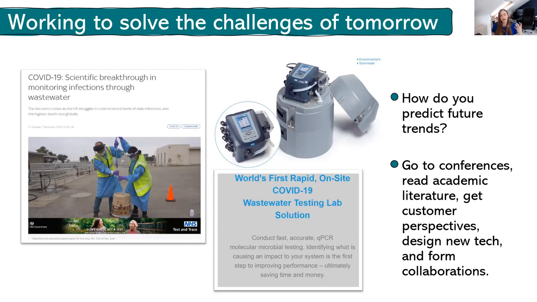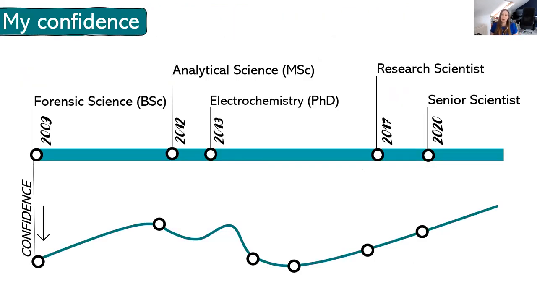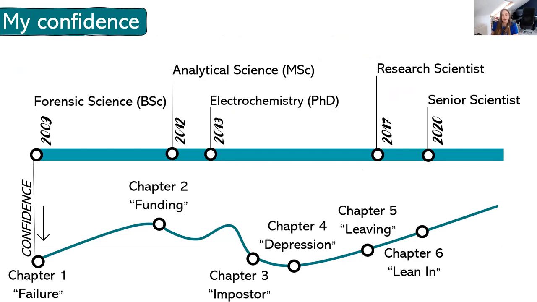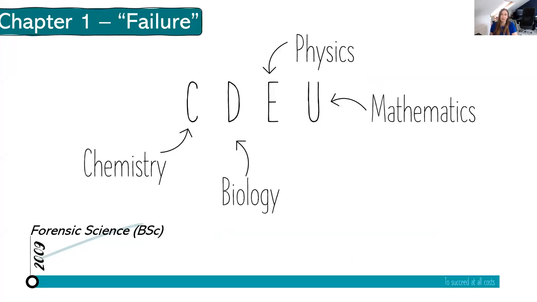Now I've covered a little bit of the science that I've done. What I wanted to do was talk a little more about my confidence and my self-worth, and how I felt about myself throughout my career. My confidence has been up and down. To talk about some of the major events in my career, I thought I'd break this down into a few chapters to explain the background to me and what makes me the chemist that I am today.